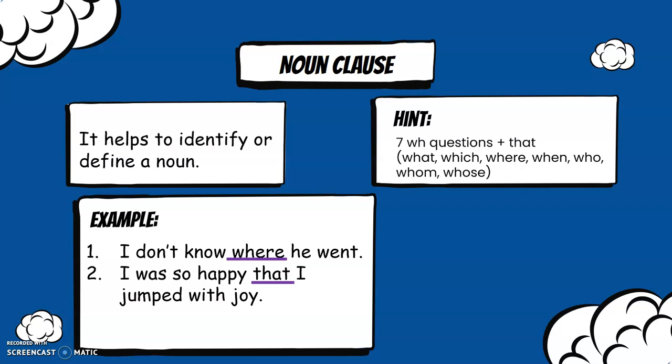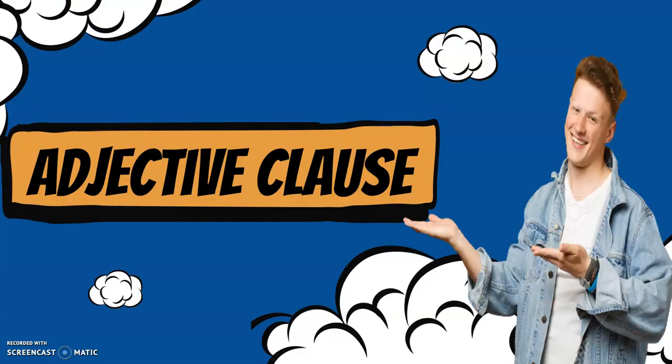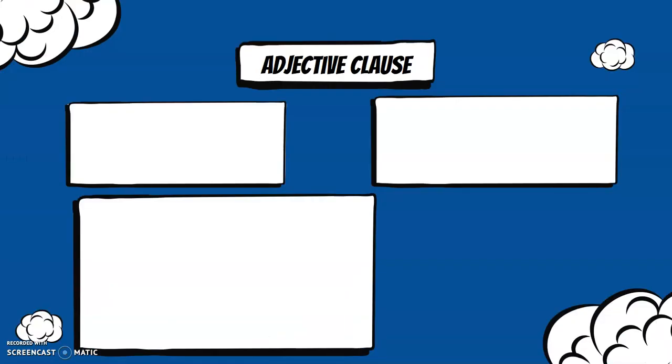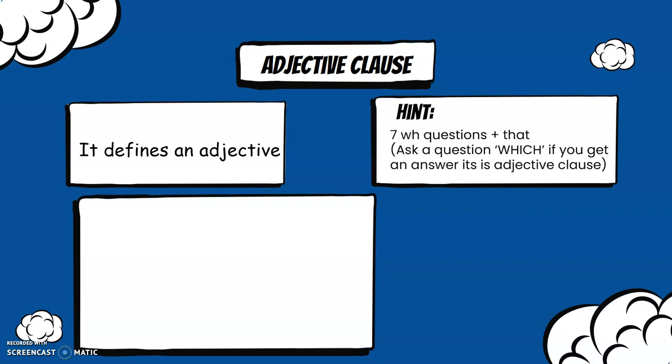Let's see the next type, that is adjective clause. Now what is an adjective clause? It defines an adjective or tells you more about an adjective. Now let's see the hint: 7 WH questions and "that." Now you will say this hint and the noun clause hint are the same. No, there is something else in adjective clause: you ask the question "which," and if you get an answer, it is an adjective clause. Let's see with the help of more examples.